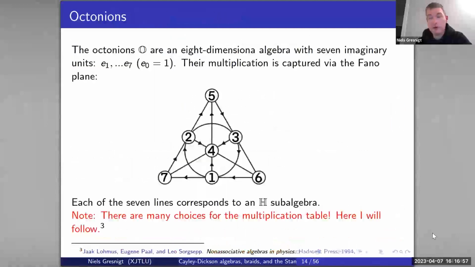Before we do that, I want to look at the octonions. So the octonions are an 8-dimensional algebra, and this time we have 7 imaginary units. And their multiplication is nicely described in terms of the Fano plane. Here, in the notation, I've left out the E, so I've just written the subscripts here. And if you follow the arrow, it tells you what multiplications are. So each of the lines here, including the circle with 1, 2, and 3, corresponds to a quaternion subalgebra of the octonions. So in total, there are 7 of them.